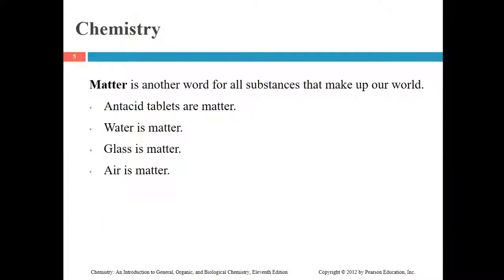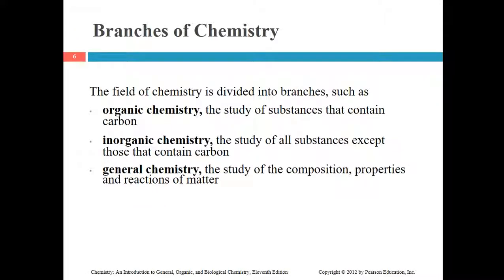One of the words they use in chemistry is matter. And when they're talking about matter, they don't mean like, hey, what's the matter with you? Really, it's another word for the substances that make up our world, and more specifically they normally say it's anything that has mass and takes up space. So, using that definition, we see that yes, antacid tablets are matter. Water is matter. Glass is matter. Air is matter. And you go, wait, I don't see air. Well, it does actually have mass and it takes up space. Believe me, try breathing without air.